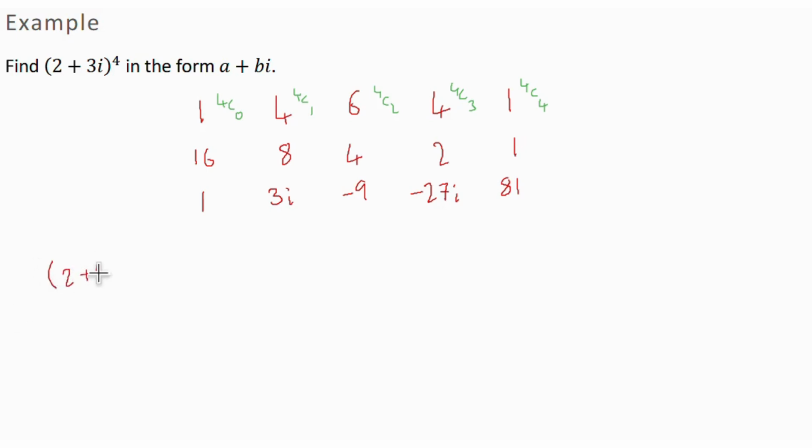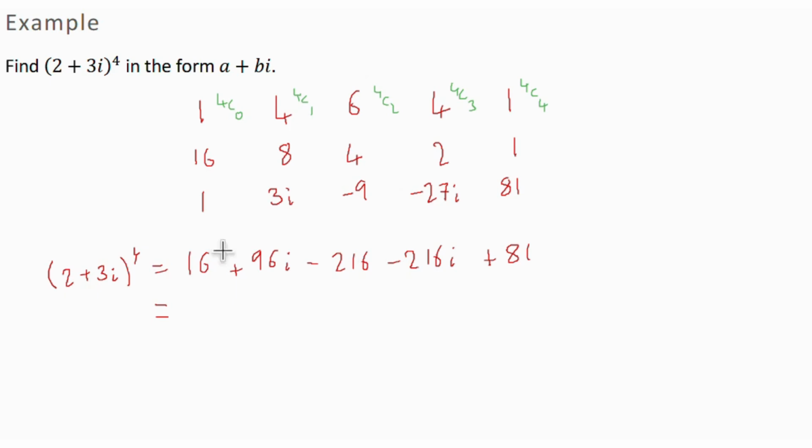Now, just like with binomial expansion, we can multiply down each of these columns, and we get 16 plus 96i minus 216 minus 216i plus 81.